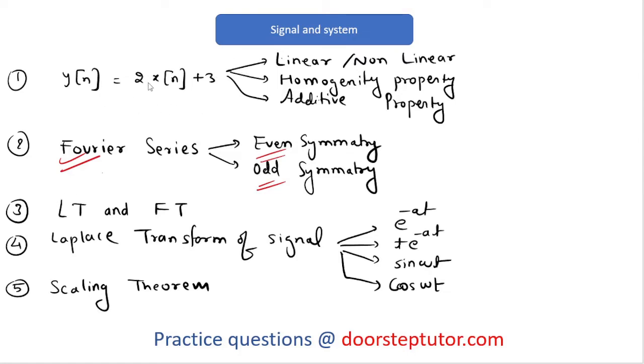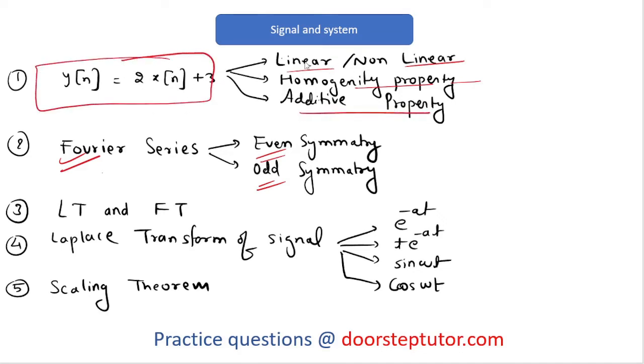There was a question related to identifying whether a given system is linear or non-linear, whether it is satisfying the homogeneity property or additive property. Okay, so this system was given in the paper and we had to identify whether it is linear, non-linear, or whether it is following these properties or not.